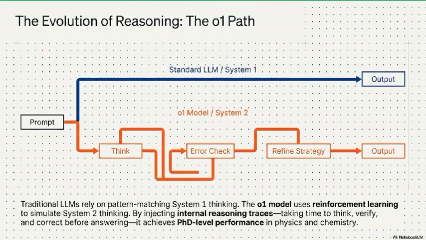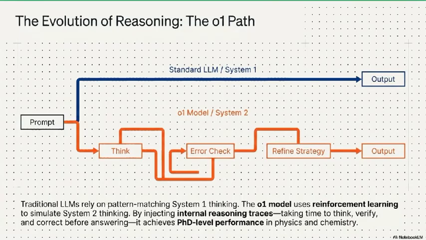The visual for the O1 architecture is a completely different shape. Instead of a straight blue line, it's a winding, twisting orange path. It shows internal reasoning traces. Walk through that orange path for us. Okay, the flow goes from the prompt, but it doesn't go to the output. It goes into a box labeled think. Then from think, it loops back on itself into a box labeled error check. Right. From there, it loops again to a box labeled refine strategy.